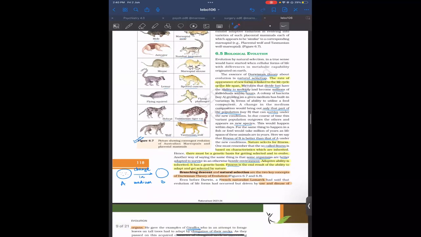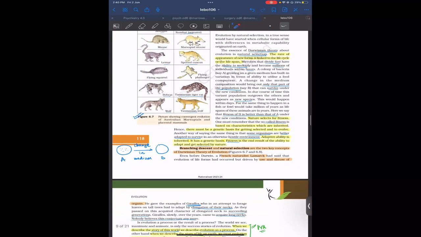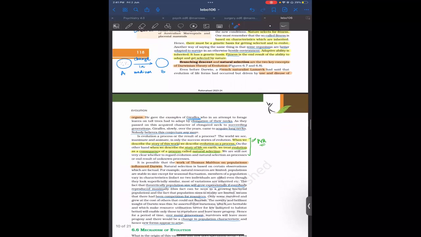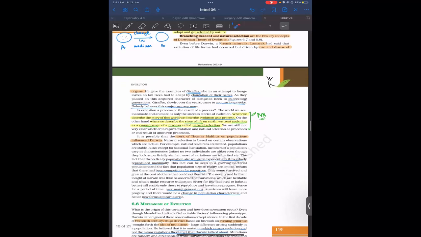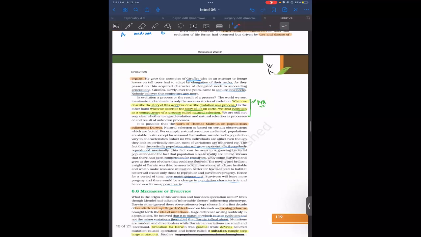Then comes the biological evidence. Darwin said that the rate of appearance of new forms depends on the life cycle. So here comes the example of antimicrobial resistance. See, if we put an antibiotic, only those bacteria will be able to survive which are resistant to that antibiotic. In a few hours, a new species will develop, a species which is resistant to the antibiotic. So branching descent and natural selection are two key concepts of the Darwinian theory of evolution.